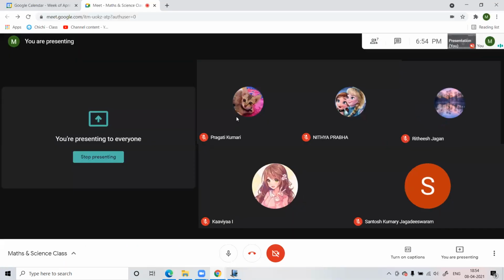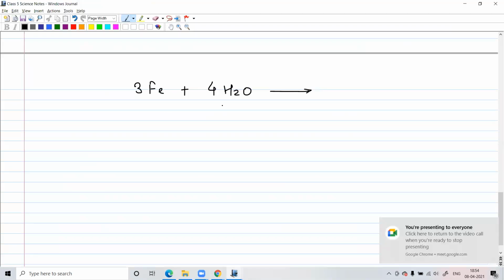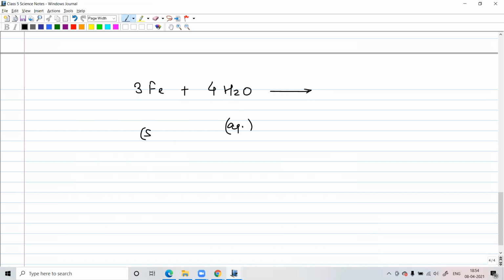Whatever your reactants or products are, they have a certain state, whether they are solid, liquid, or gas. Liquid, we call it aqueous, AQ. Solid means it will be S, of course. And if it is a gas, we just represent it with a G. So for iron it will be S, for hydrogen it will be G, and for oxygen also it will be G. But this is your H2O, this is water, so this is aqueous, okay?